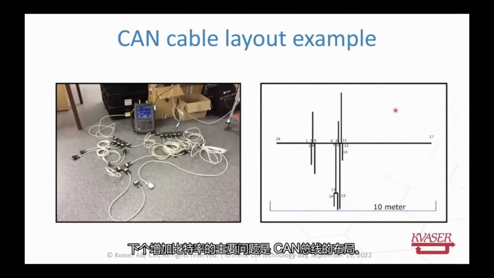The next major problem when increasing the bitrate is the CAN bus layout. The picture to the left is the CAN bus that are used in the following measurements. The figure to the left is a scale view of the cable length used in this test.